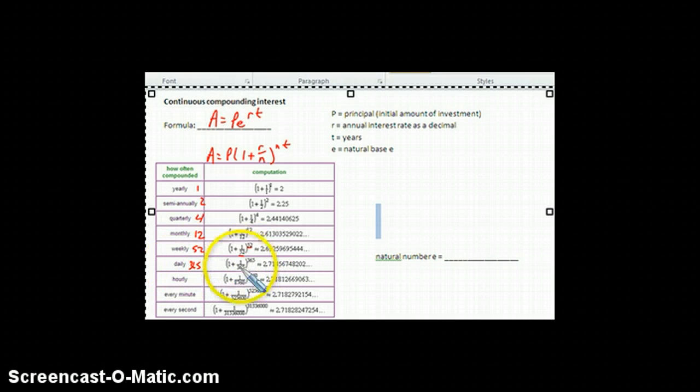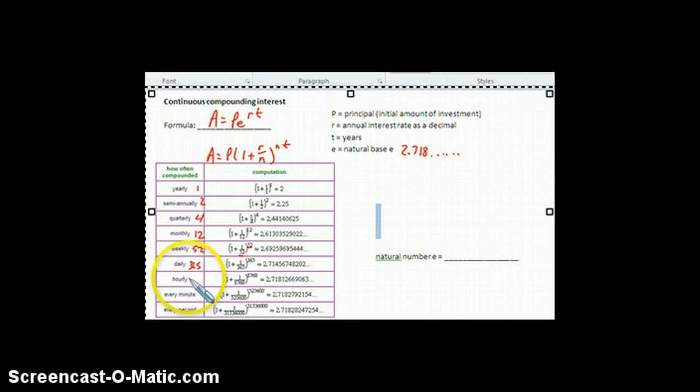So that would be 1 over 365 raised to the 365. You're going to get a number that's 2.7. We're getting closer to that natural base number, which we said before was e, 2.718, and it keeps going on and on. And this is how they're getting that. This chart is showing you that.